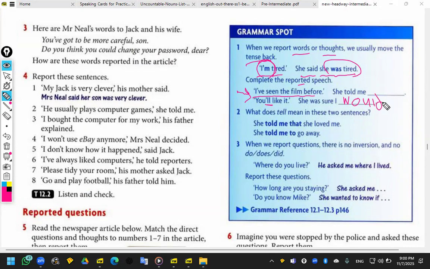Now, what does tell mean in these two sentences? Number one, she told me that she loved me. So what do you think? And two, she told me to go away. Here we have two. Be careful because here we have imperative.